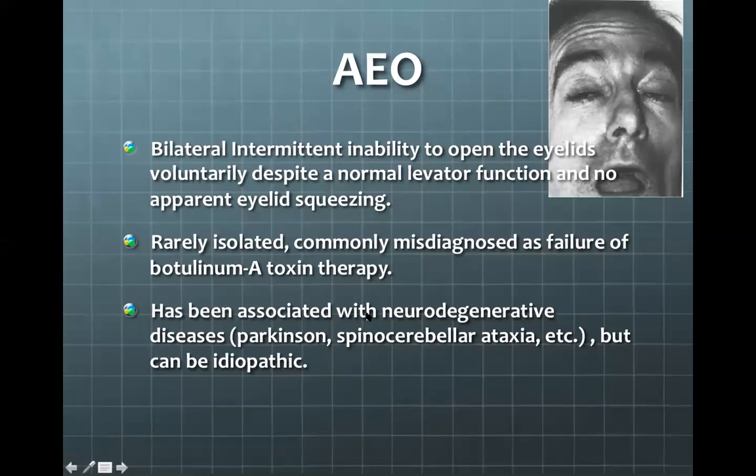It's important to identify it because those patients may have a neurodegenerative disease, can be associated with Parkinson, spinocerebellar ataxia, even multiple sclerosis and other demyelinating diseases. So all patients with benign essential blepharospasm with apraxia of eyelid opening should be investigated for these diseases with imaging and blood investigation.